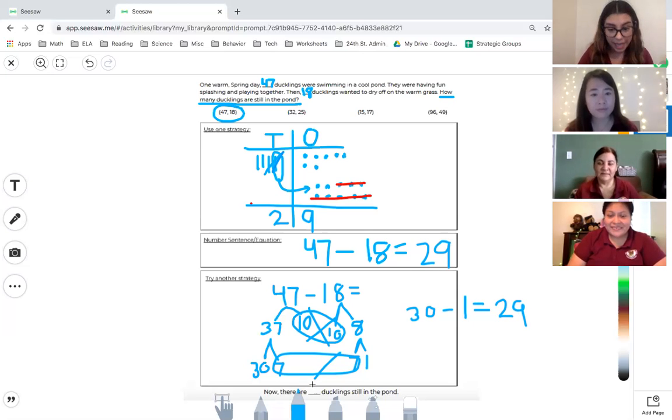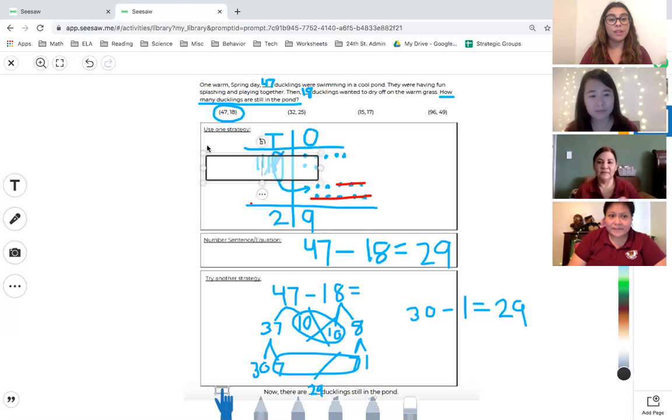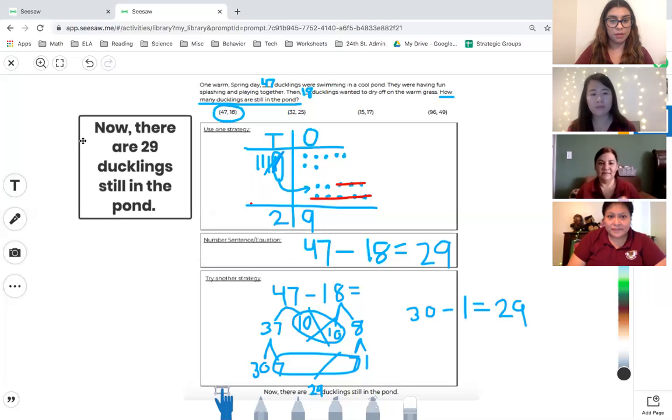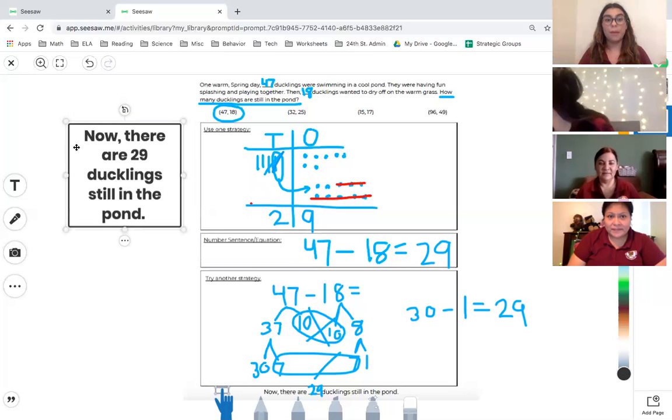And if you can put it here, that would be great to write it down so you don't have to write the whole equation all over. But if not, and if you want to write the sentence, you can write, now there are 29 ducklings still in the pond. And then you can move it around, put it right there, and show your beautiful math work.